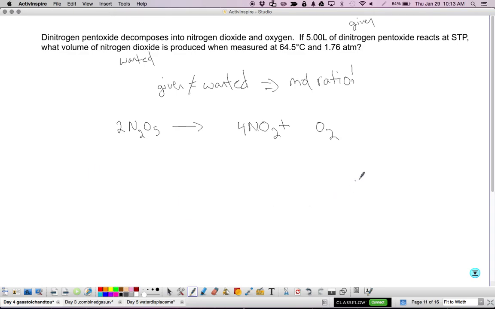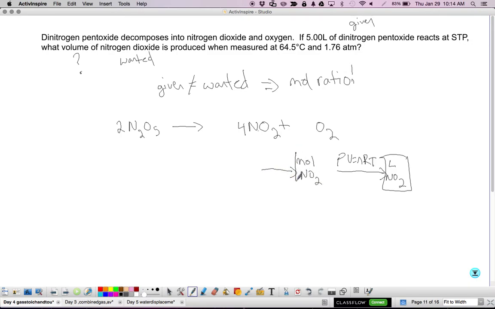Okay, so now let's come up with a plan. All right, I want the volume of NO2, so that's going to be liters NO2. Now I'm given a temperature and a pressure that are not STP, so I'm going to have to use PV equals nRT. Okay, so I have pressure, I have temperature, R is a constant. I'm trying to find the volume, which means that I need the number of moles. So I need moles NO2.